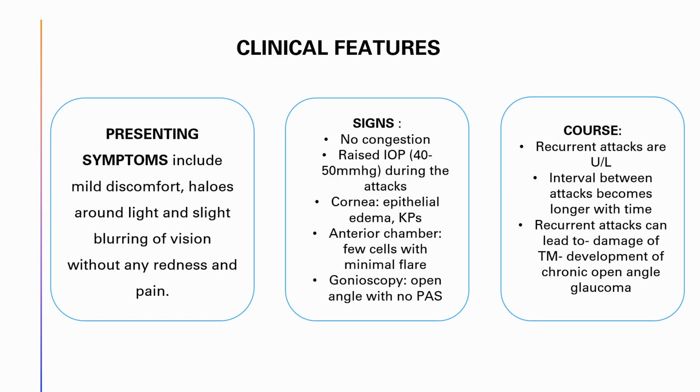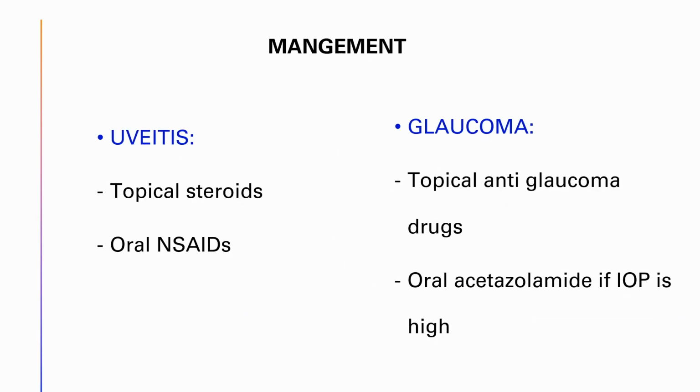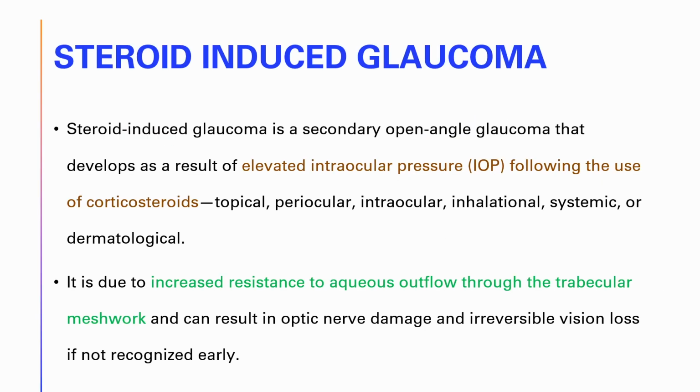Recurrent attacks can lead to damage of the trabecular meshwork, and it can further lead to development of chronic open angle glaucoma. The management of uveitis comprises topical steroid and oral NSAIDs. And for management of glaucoma, we prescribe topical anti-glaucoma drugs and oral acetazolamide if IOP is raised.